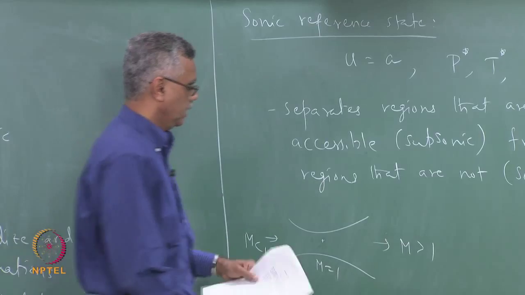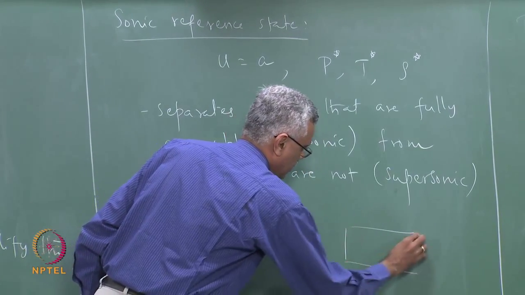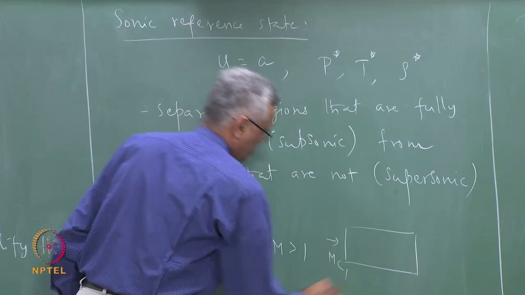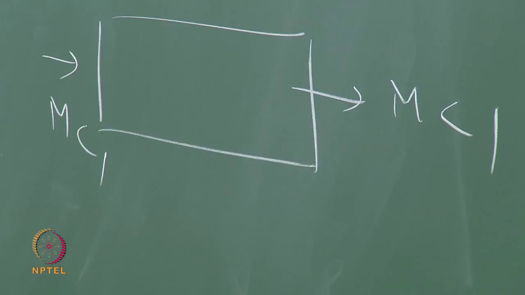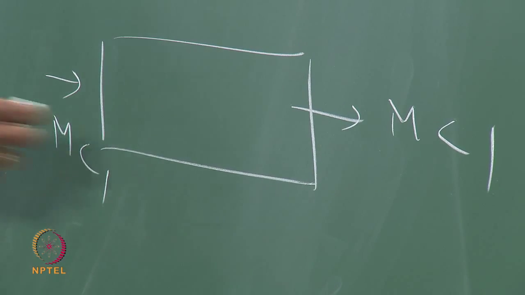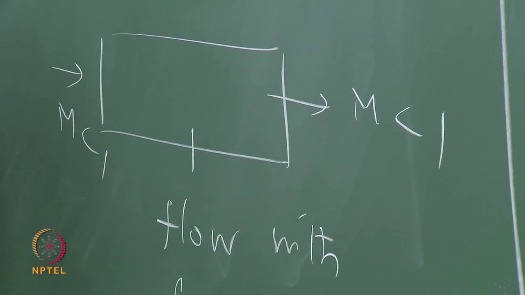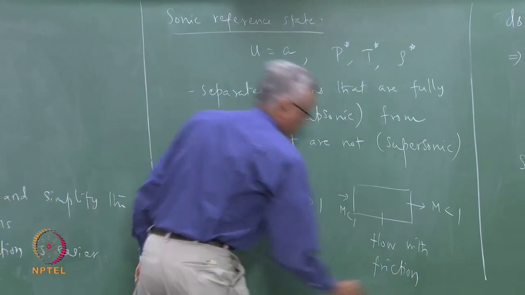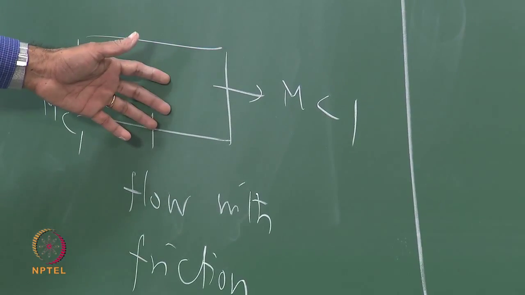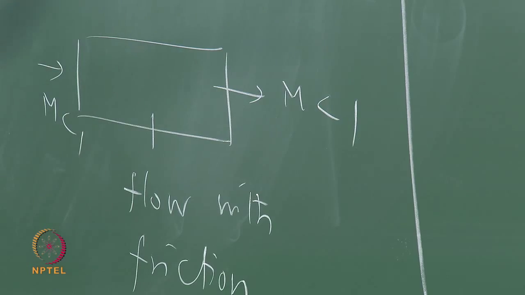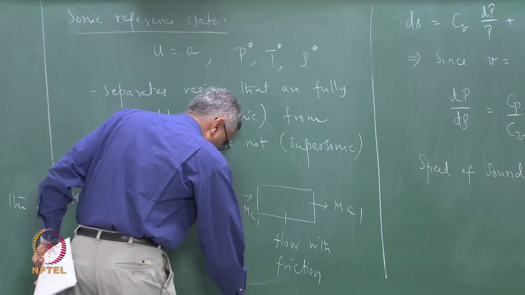Now, we will also look at applications, for example, let us say flow through a pipe with friction on the walls. So, here let us say flow comes in at a subsonic Mach number and the flow may actually leave with a subsonic Mach number, but at a higher value of the Mach number. In this case, this is flow with friction. In this case, there is a change in the Mach number, but it may not reach M equal to 1 in this particular situation.